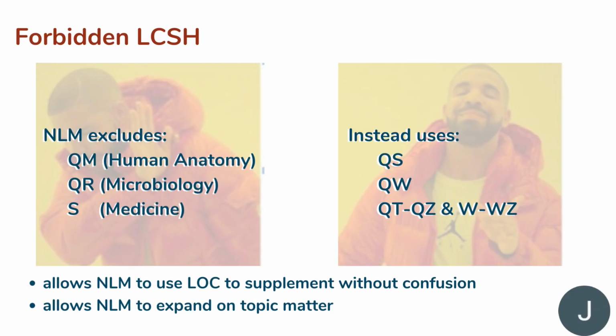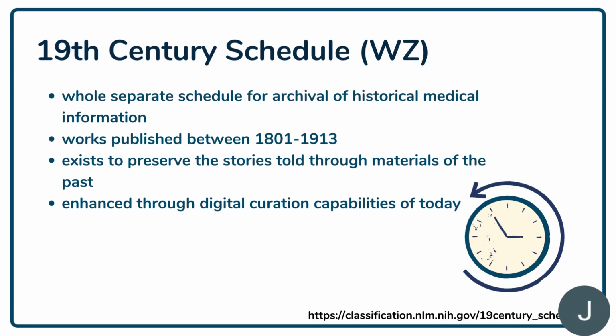The NLM classification intentionally excludes QM, QR, and S Library of Congress subject headings and uses substitutes for these classes to allow for extension of detail. These aren't allowed in NLM because if they were, it would cause much confusion. One schedule is designated to house historical information as well as miscellaneous materials like fictional biographies on real doctors.